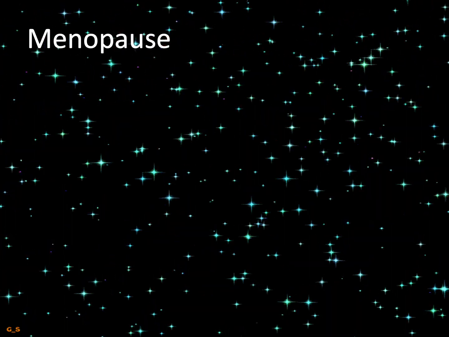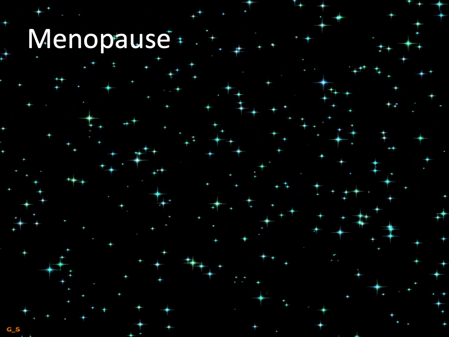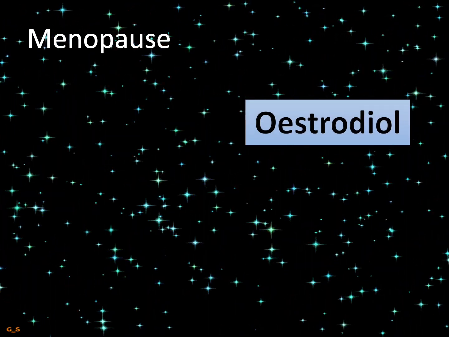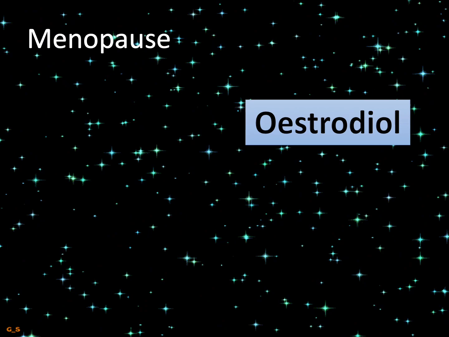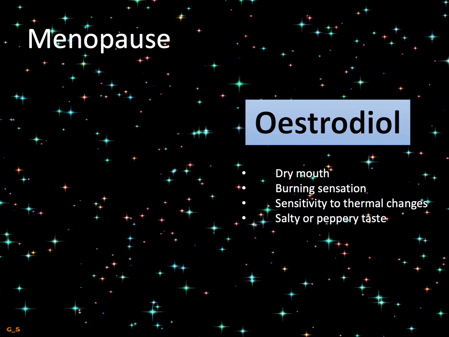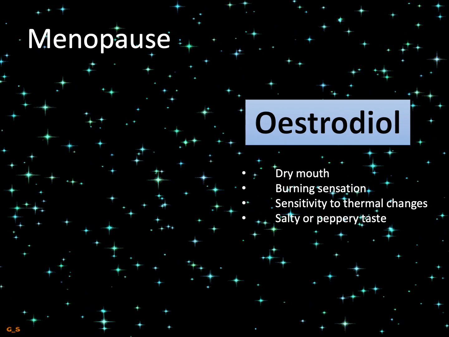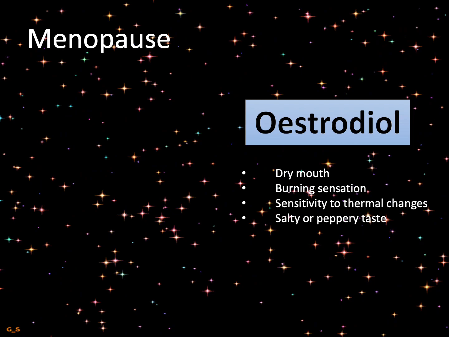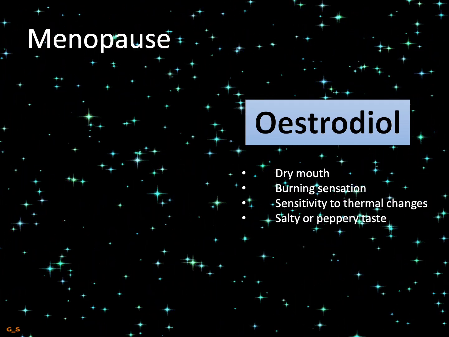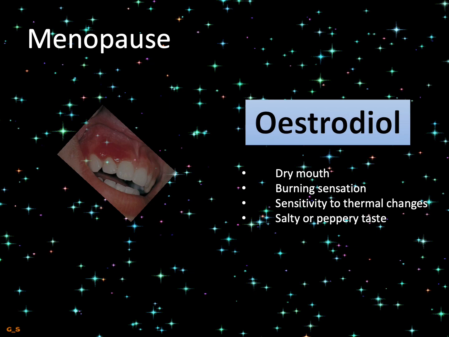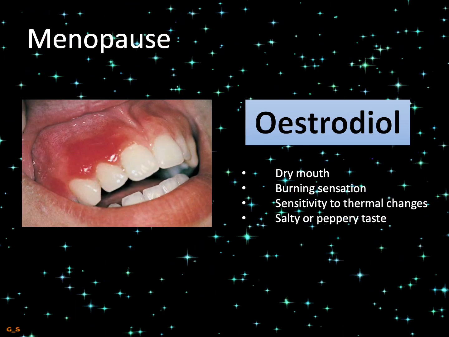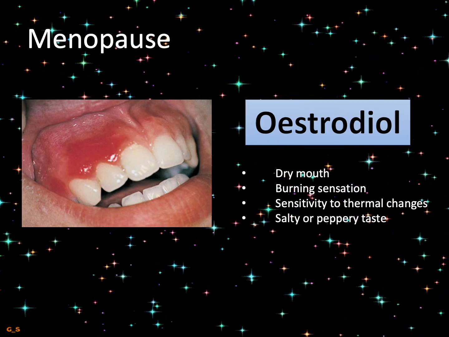During menopause, the usual rhythmic hormonal fluctuations of the female cycle end as estradiol ceases to be the major circulating estrogen. This leads to gingivostomatitis. The gingiva and oral mucosa are dry and shiny and bleed easily. The patient complains of dry, burning sensation associated with extreme sensitivity to thermal changes, and abnormal taste sensation, such as a salty, peppery or sour taste.